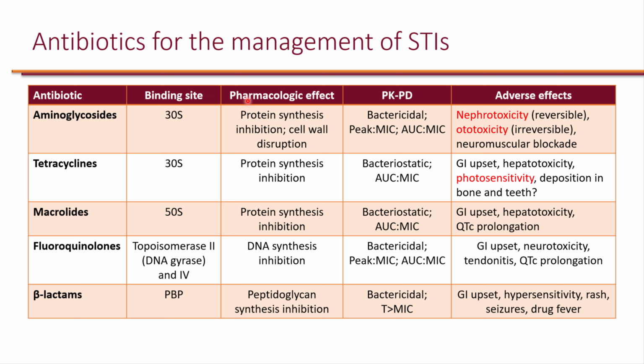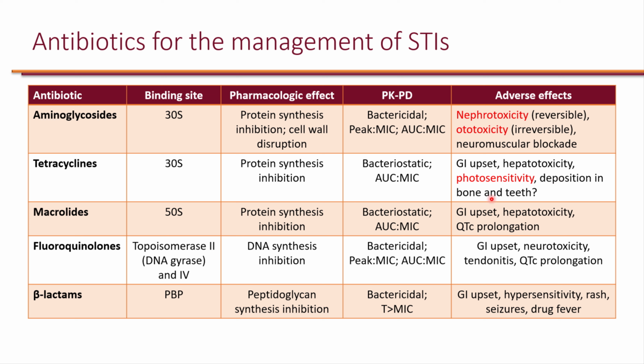Now, some of the antibiotics used for management of bacterial STIs include aminoglycosides, which we know bind to the 30S subunit of the ribosome, and they inhibit protein synthesis. Of course, aminoglycosides are associated with nephrotoxicity and ototoxicity. We'll also use tetracyclines. Specifically, doxycycline has a big role for some of these infections, which we know binds to the 30S subunit similar to aminoglycosides to inhibit protein synthesis. For tetracyclines, they can cause photosensitivity.